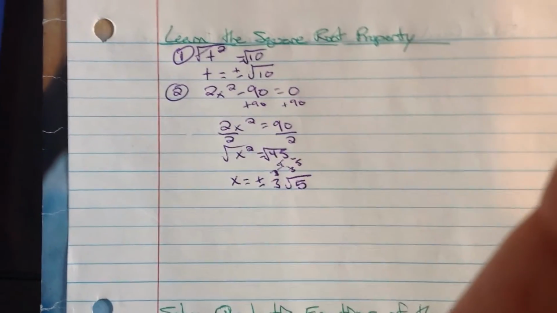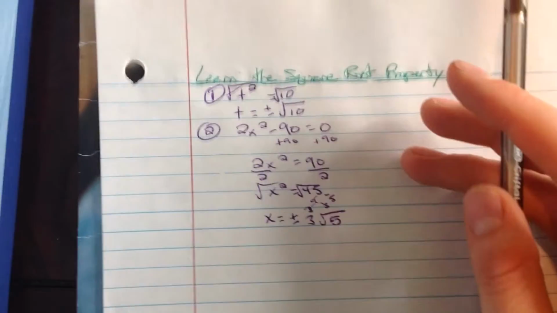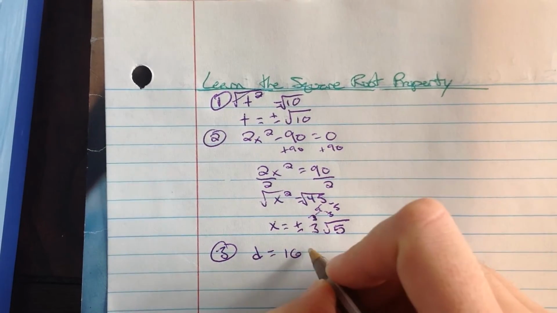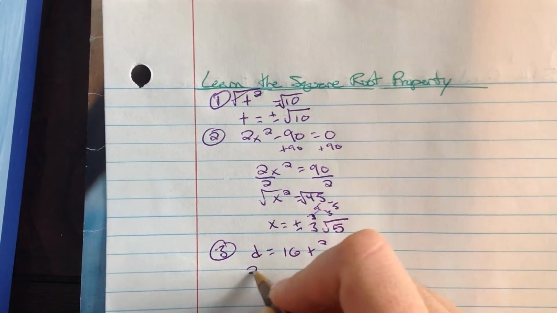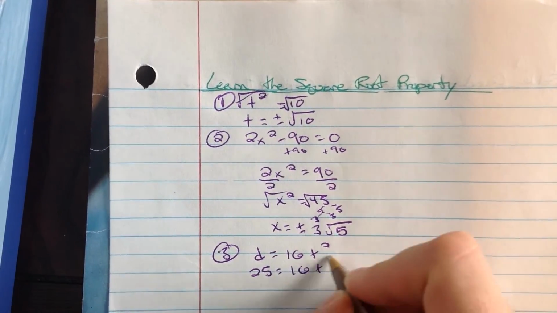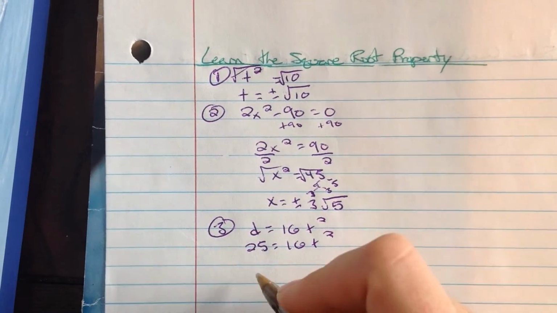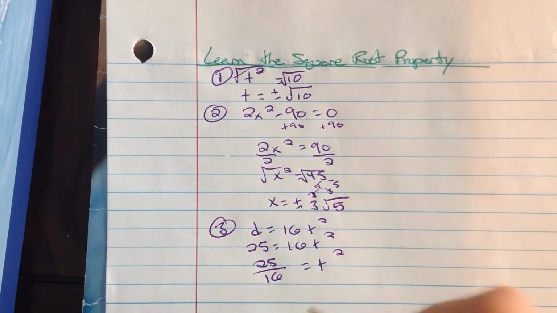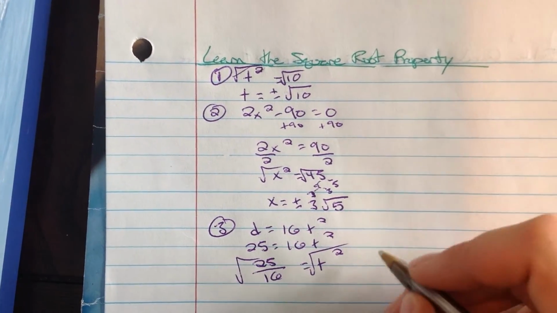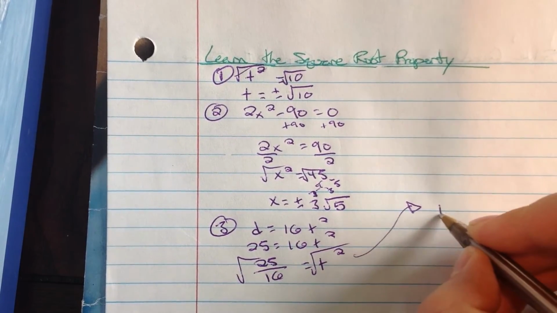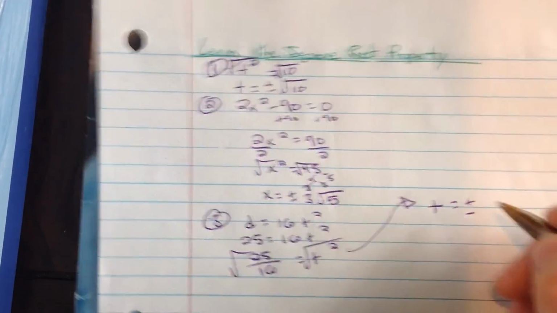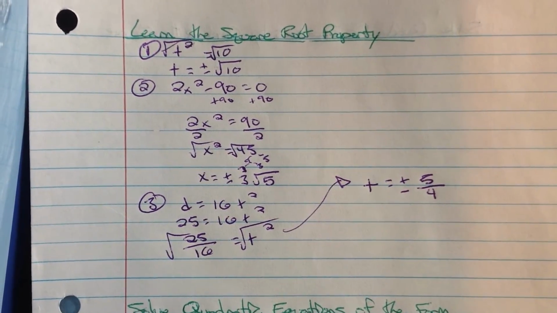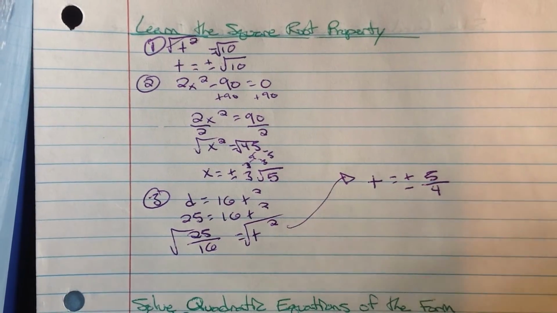So if we were given the fact that d equals 16t squared and we want to find out when it's 25 feet, dividing both sides by 16 gives us 25 over 16 equal to t squared. If we square root both sides, t equals plus or minus, well, square root of 25 is 5 and square root of 16 is 4, and so we get plus or minus 5/4.